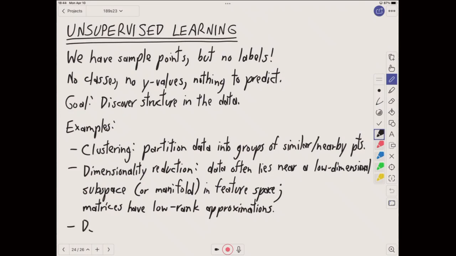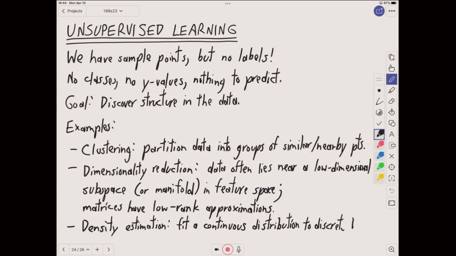The third example of unsupervised learning that comes up a lot in statistics is called density estimation. And here the goal is to fit a continuous distribution, a probability distribution, to discrete data. Now, we've already studied an example of density estimation in this course when we learned maximum likelihood estimation, which is kind of the premier technique for density estimation.